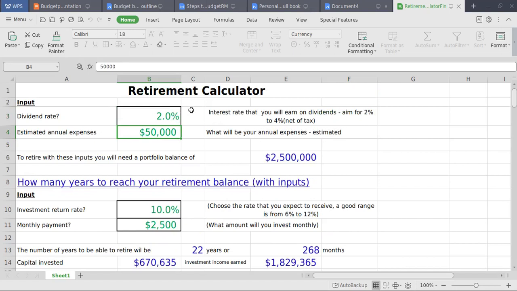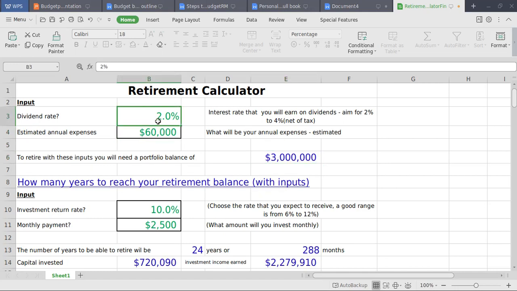Now the first part is determining how much you need to retire at a certain level of expense. So let's assume that by the time you're 55 or 60, whatever age you want to retire at, you're going to need $50,000. Or let's say you're going to need $60,000 per year. So you can change this cell, and what that will do is change the value that you need to retire at.